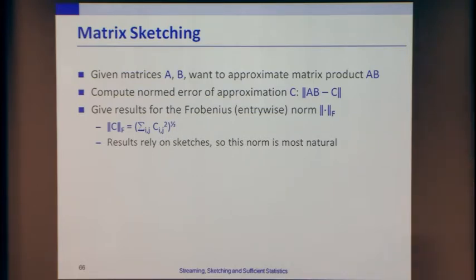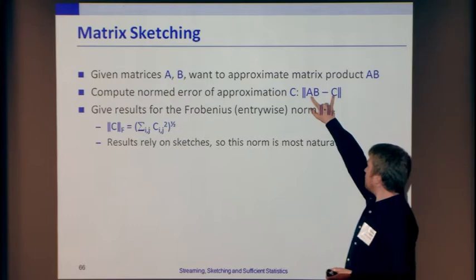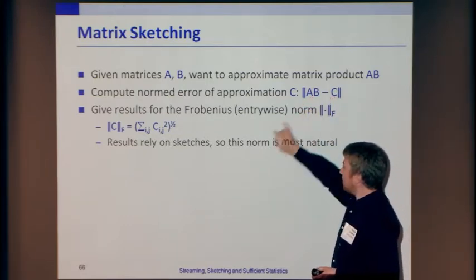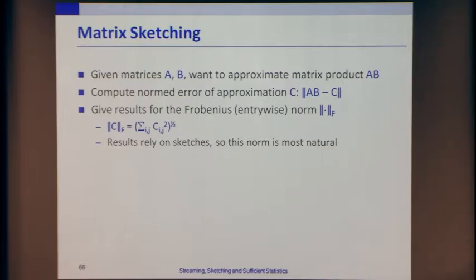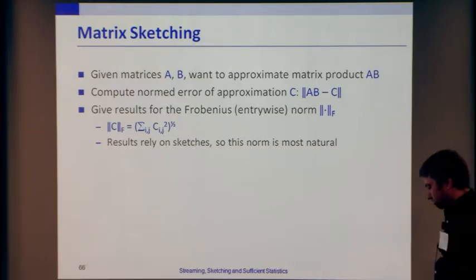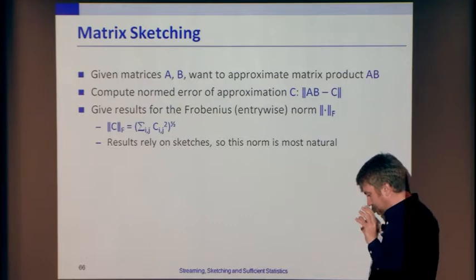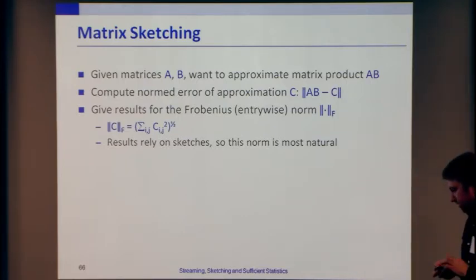That is, we're just going to sum up the squares of the entries of the matrix and then take the square root of that summation. Partly the reason for adopting that is, using the technology we have, using sketches, that norm is going to be the most natural one. I'm not going to spend very much time on matrices, but I just want to think about, given the sketches that we have, what do they tell us about this problem?